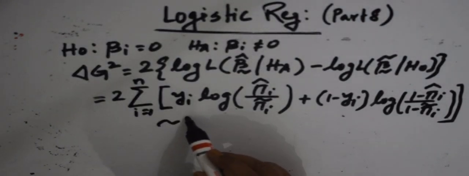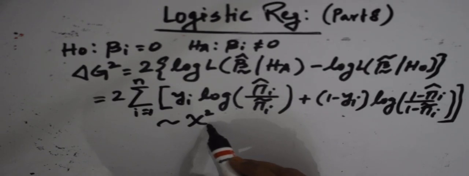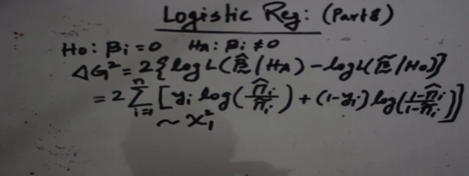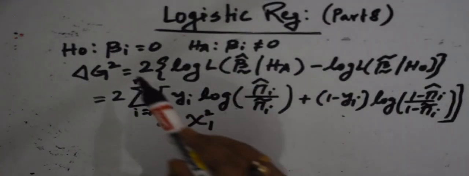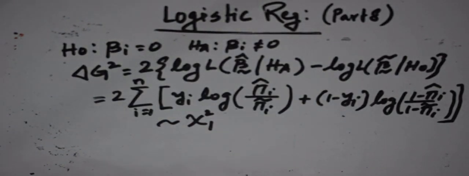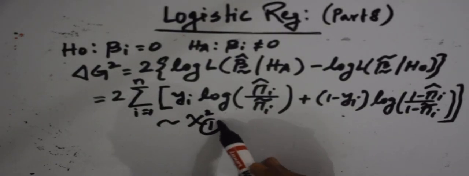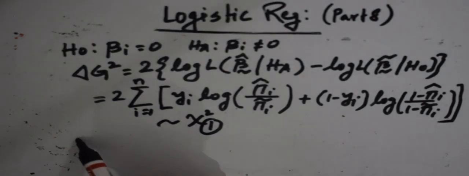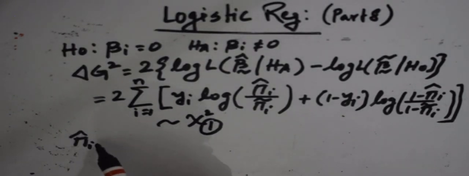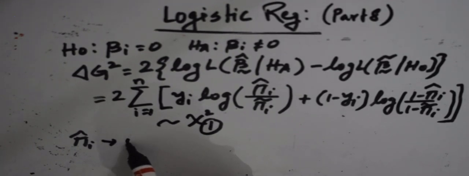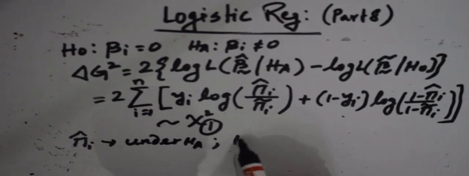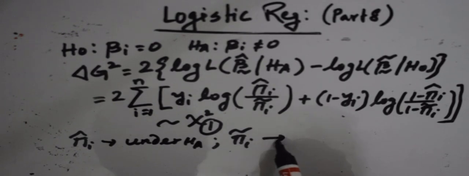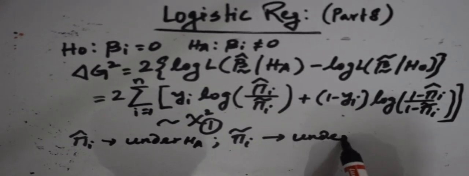This follows chi-square with 1 degree of freedom, because under the alternative the number of parameters is k plus 1 and under H naught the number of parameters is k, so the degrees of freedom of chi-square is 1, where pi i hat is the estimate under HA and pi i tilde is the estimate under H naught.